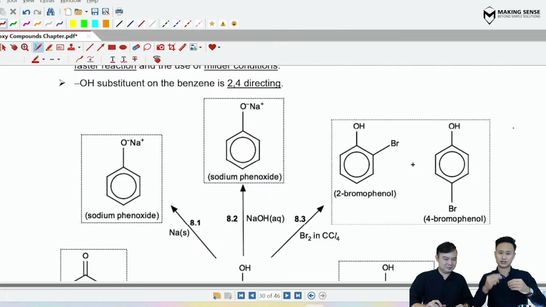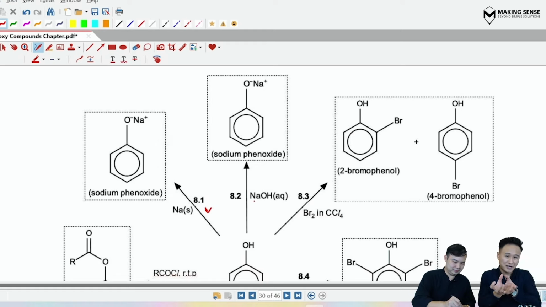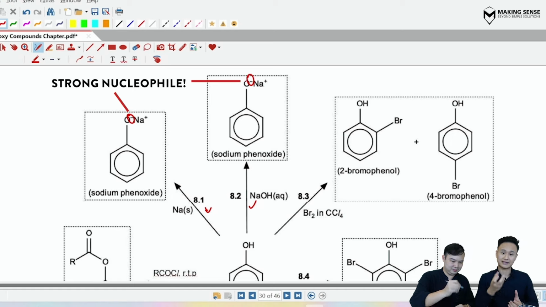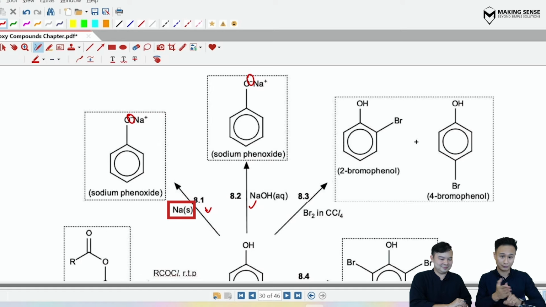So to make phenol a stronger nucleophile, the first thing we have to do, which is 8.1 and 8.2, is take the garbage nucleophile phenol and make it into a stronger nucleophile, right? By granting it that negative charge. So we either use solid sodium, the acid-metal reaction that we saw in alcohols, or we can use a strong base, sodium hydroxide, right?